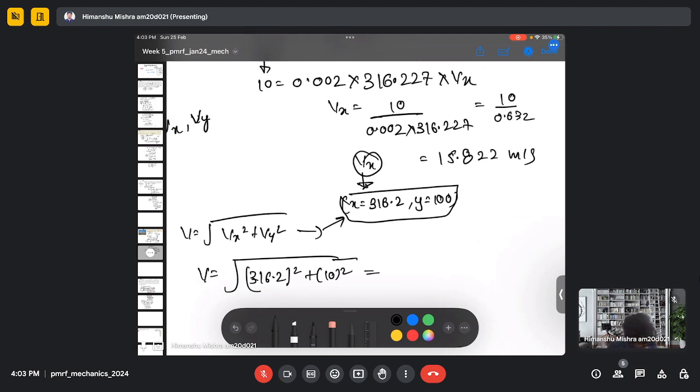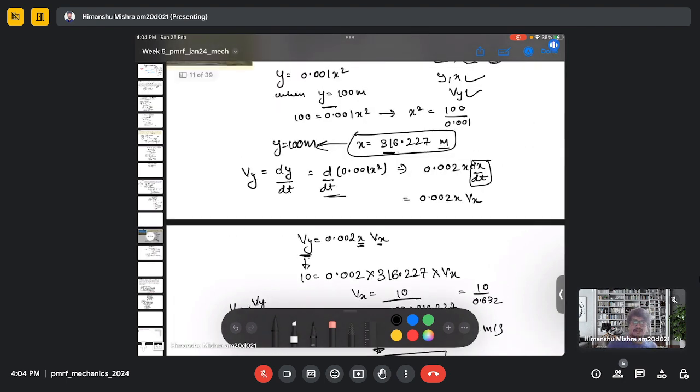Vx is 15.82. So my magnitude will be 18.715 meter per second. So this is the velocity magnitude at x 316.2 meter and y 100 meter.